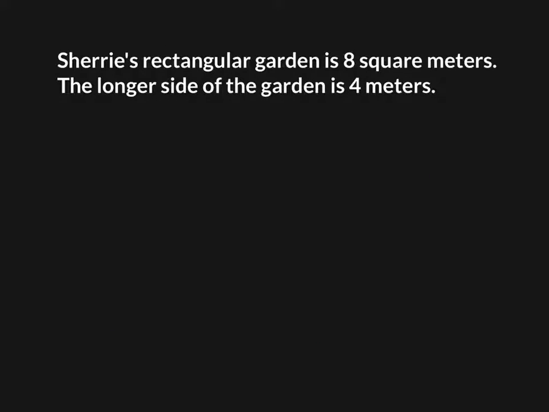In this next problem, we're talking about a garden. And this garden, which belongs to Sherry, says it is a rectangular garden and it is 8 square meters. Now, because it says square, that is my big clue that this is referring to the area. So the whole garden has an area of 8 square meters.